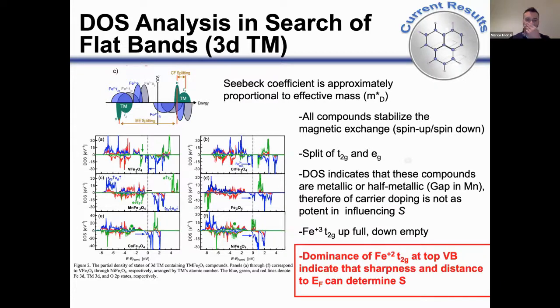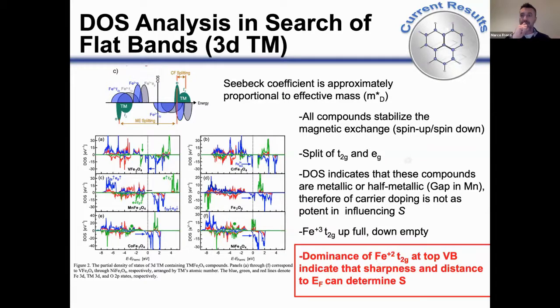So, this is a suggestion that the calculations are realistic, that they resemble realistically what we expect from this structure.